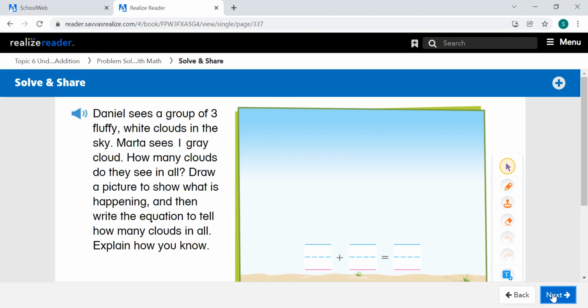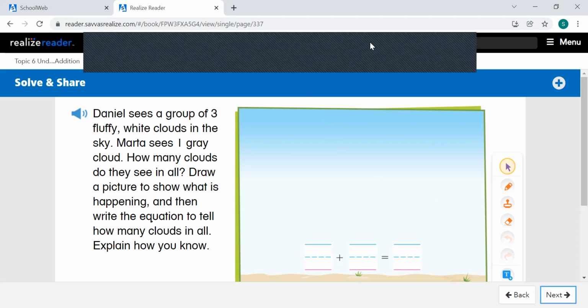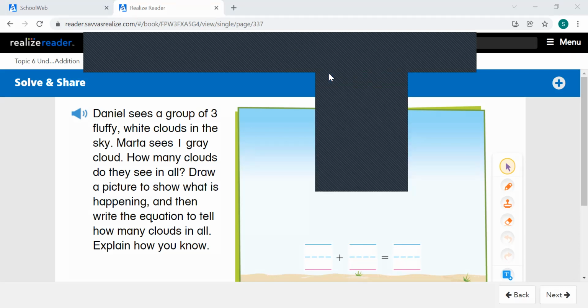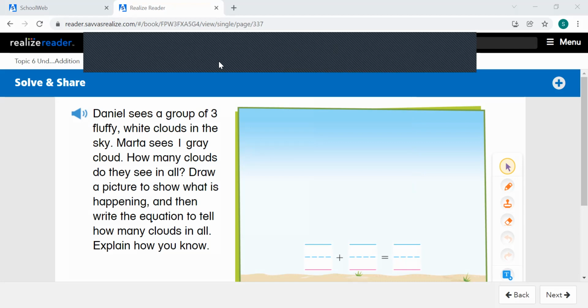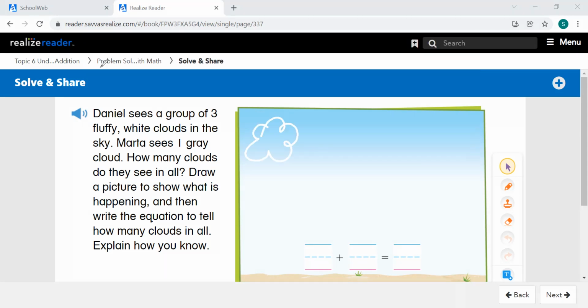We know that Daniel sees a group of 3 fluffy white clouds. So let's draw 3 fluffy white clouds on our paper. I'm going to draw with white. Let's see if you can see it. Here's 1, 2, and he said he saw 3. So there are 3 fluffy white clouds that Daniel saw.